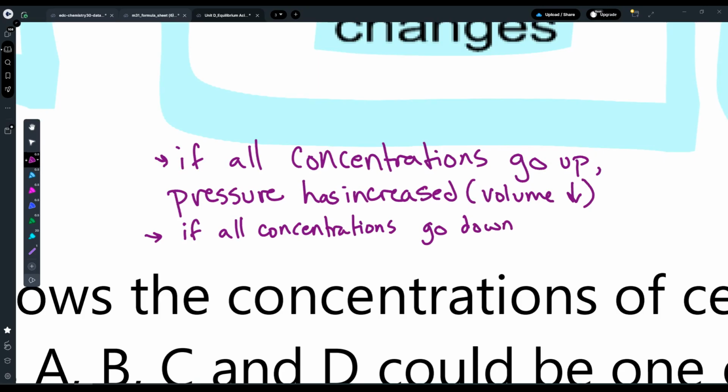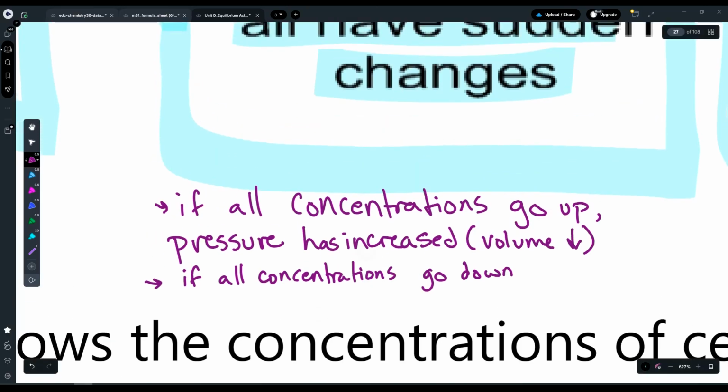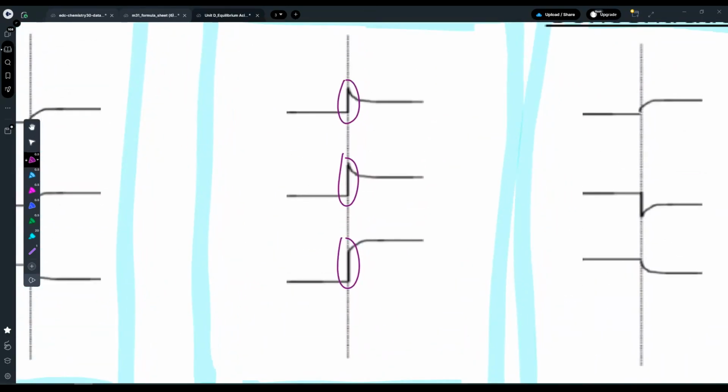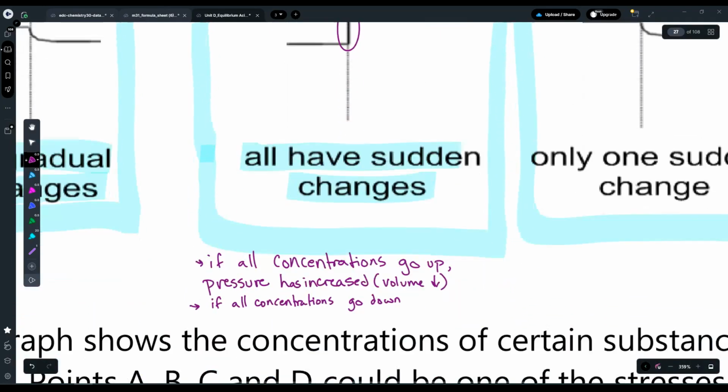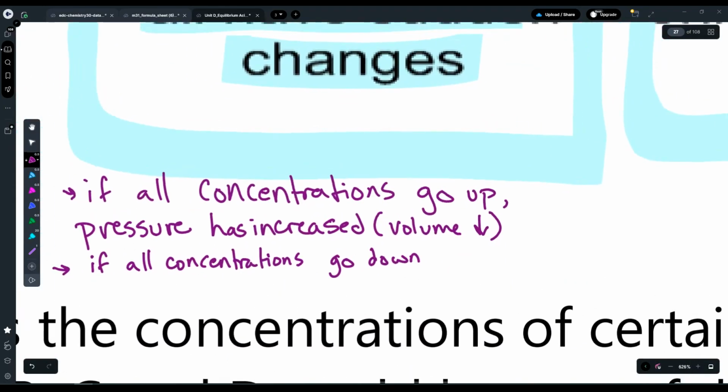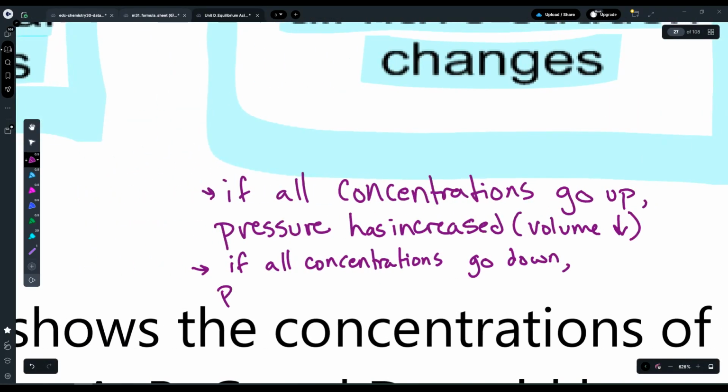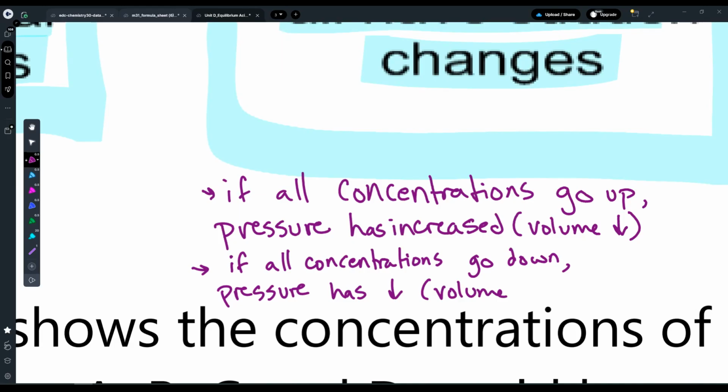And when I say all concentrations go up or all concentrations go down, keep in mind I mean that all of the concentrations have increased quite sharply or decreased quite sharply. That's the pattern you're looking for, the sharp increase or decrease of all concentrations of substances, to tell you if it's a change in pressure or volume. So if all concentrations go down, pressure has decreased, which means volume has increased.